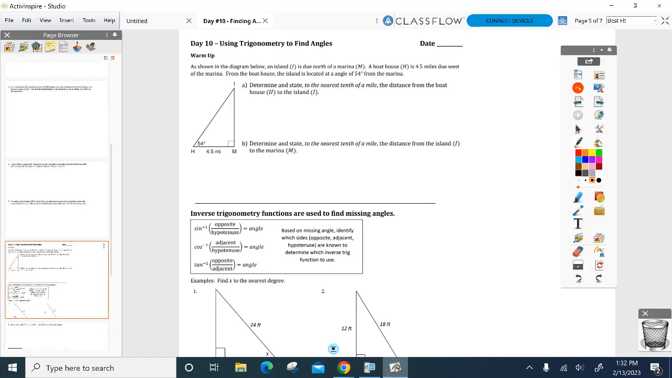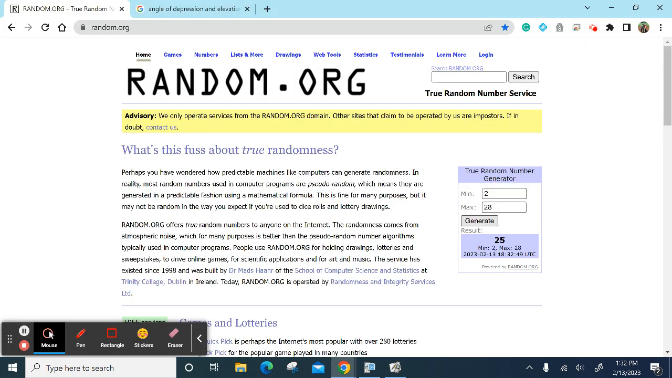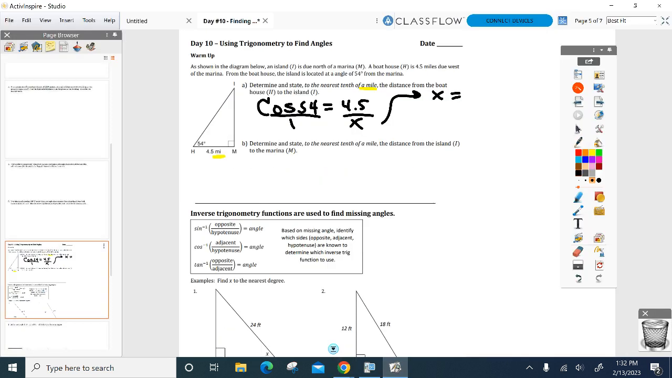Number 22. Which ratio do we use? Cosine. Cosine of 54 equals adjacent 4.5 over x. Everybody's good there? Solve for x, cross multiply like we usually have been doing, and then make sure we round. Get in the habit, it doesn't affect you here. Nearest tenth of a mile, better make sure your diagram matches. Wouldn't want to see that happen on Wednesday, just saying. Nearest tenth of a mile, 25: 7.7 miles.